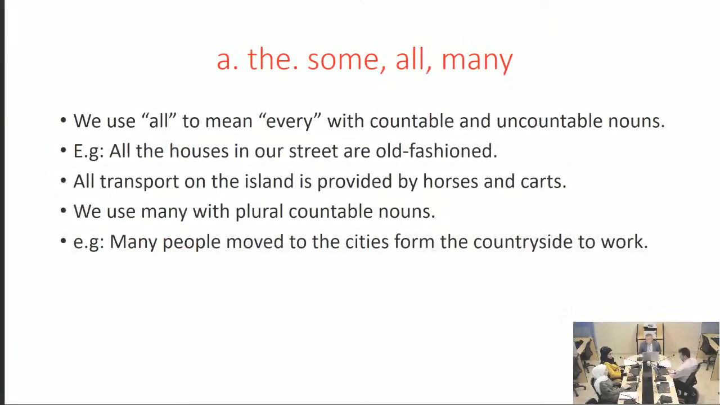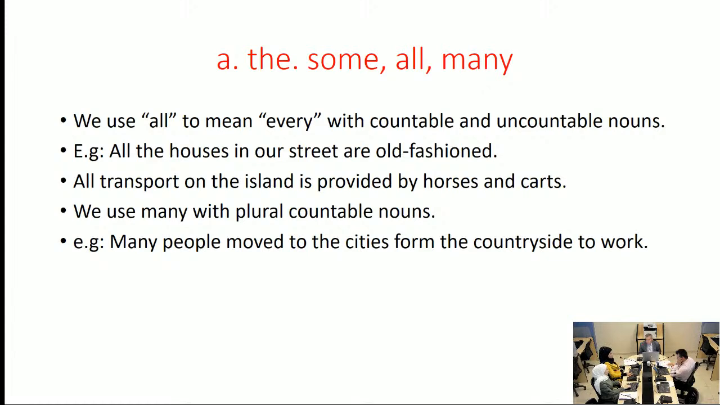Miss Nisreen. Yes. Now we go to all. All means every, with countable and uncountable. So it's easy to use, because it comes with countable and uncountable: all the houses in our street. The difference is that when all is used with uncountable nouns, the verb is singular, and when it is used with countable plural, it is a plural verb. All the houses in our street are old-fashioned. All transport on the island is provided by horses. Here it's is because transport is uncountable, so we said is provided by. In the first example, the houses.